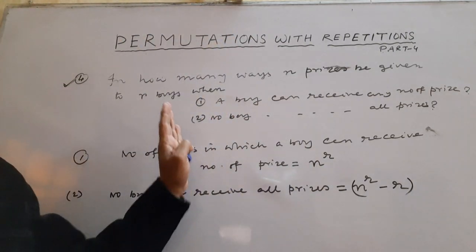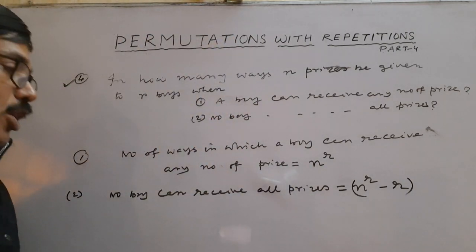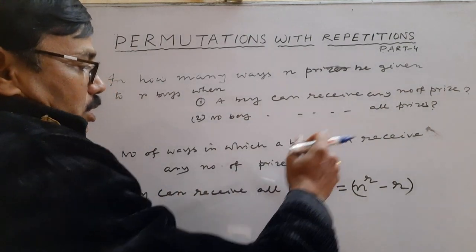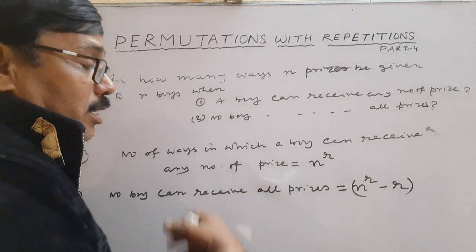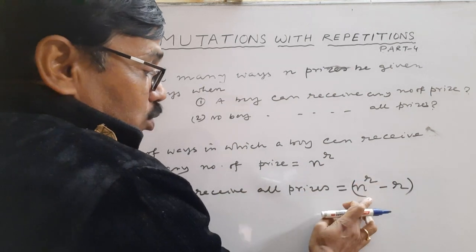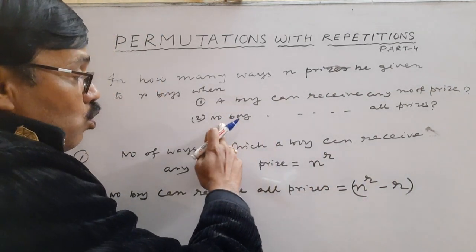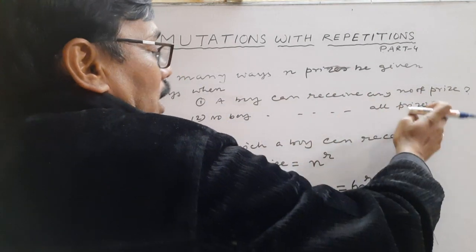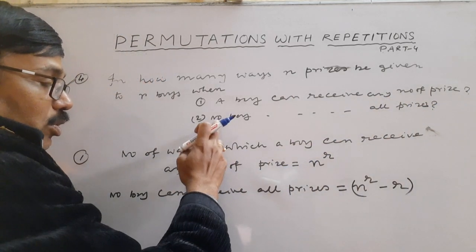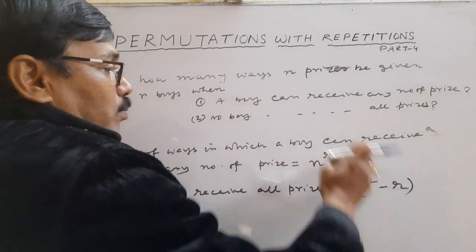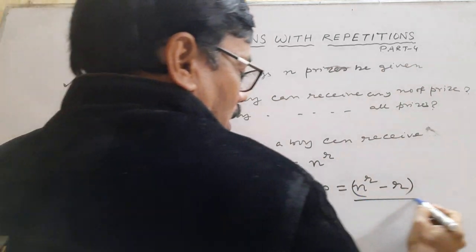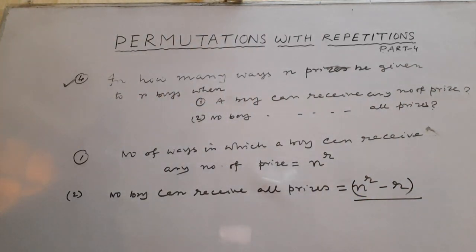It is a very simple problem. Number of ways of distributing the prizes without any restriction is n to the power r. But here no boy can get all the prizes, so you have to subtract r, the number of boys: n to the power r minus r.